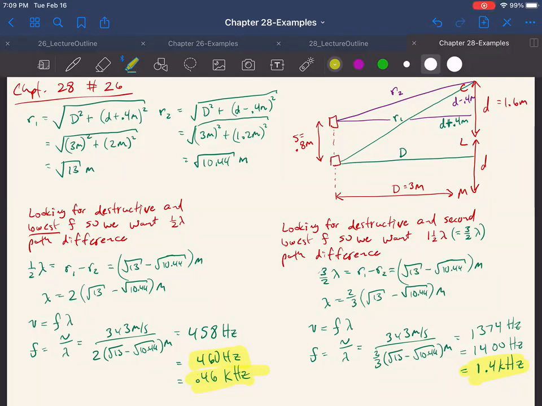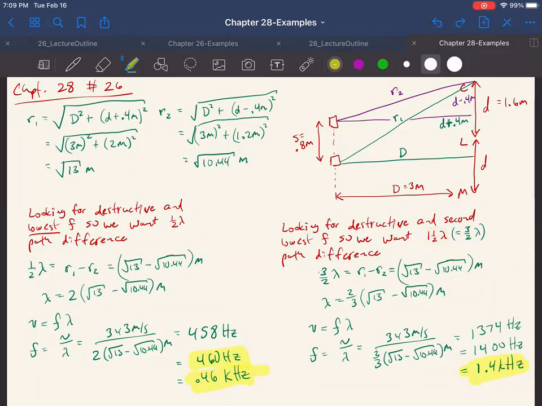Now we also want the second lowest frequency, which means we want to go through and find not when we're equal to 1/2 lambda, but when we're equal to 1.5 wavelengths. That's the very next one that we're off by, which is essentially 3/2 lambda, right? That's what 1.5 is, 3/2.